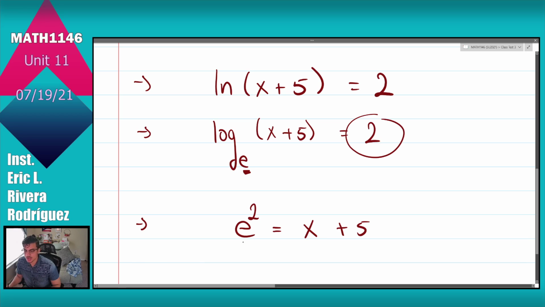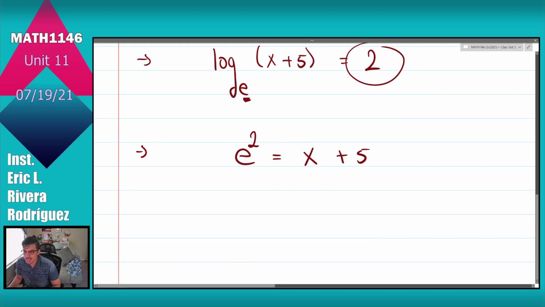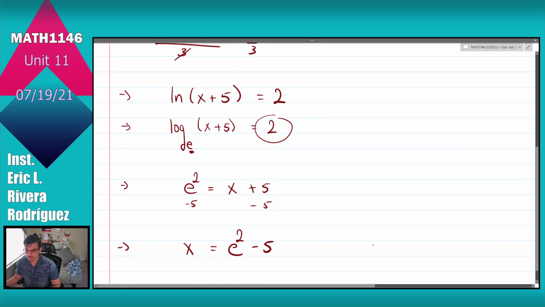And now this is just a linear equation. Remember that e is just a number. E is not a variable, e is a value. This is a linear equation, and what we need to do is just to subtract 5 from both sides to get x equals e squared minus 5. Questions?